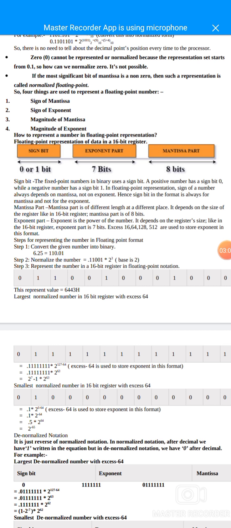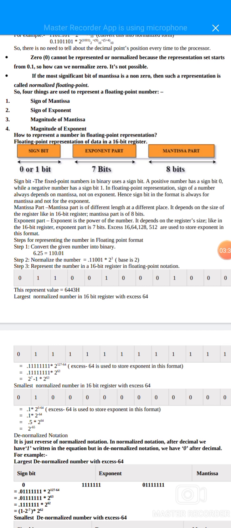In floating point representation, the sign of a number always depends upon the mantissa and not on the exponent. Hence the sign bit in the format is always for the mantissa and not for the exponent. The mantissa part has a different length in different places. It depends on the size of the register, like in a 16-bit register, the mantissa part is 8 bits. Exponent part is the power of the number. It also depends on the register size, like in a 16-bit register, the exponent part is 7 bits.